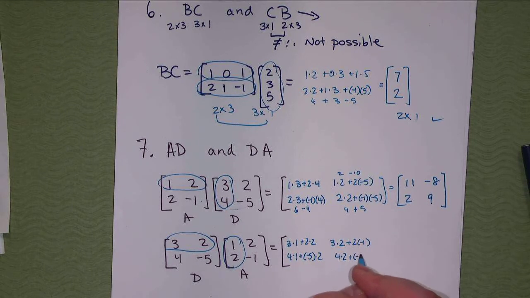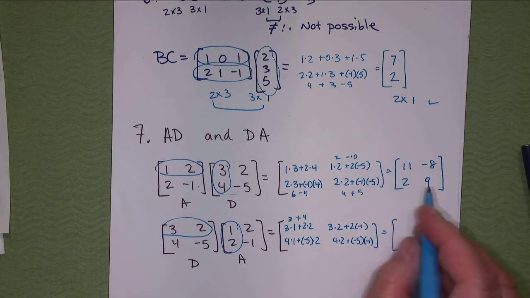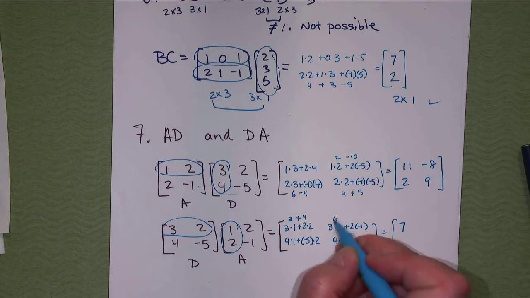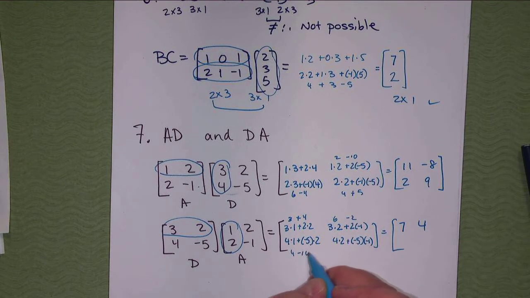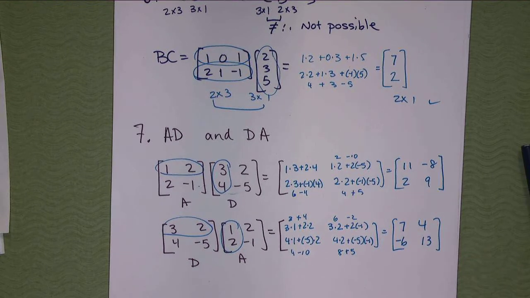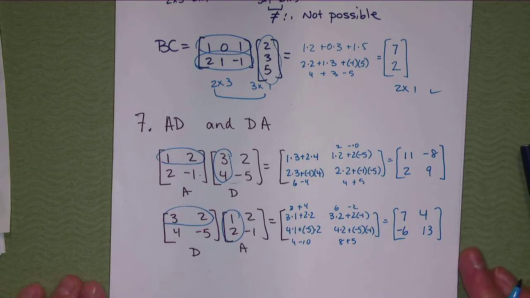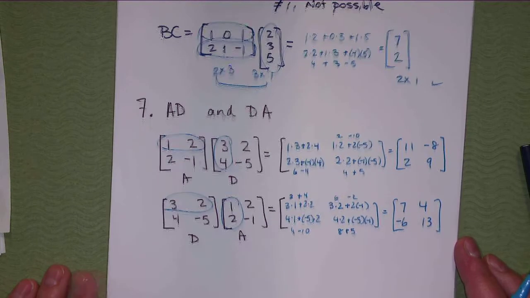All right, so 3 and 4, 7, 4, minus 6, 13. So, I mean, why did I ask this one? To show they're not equal. All right, so A times D is not equal to D times A.